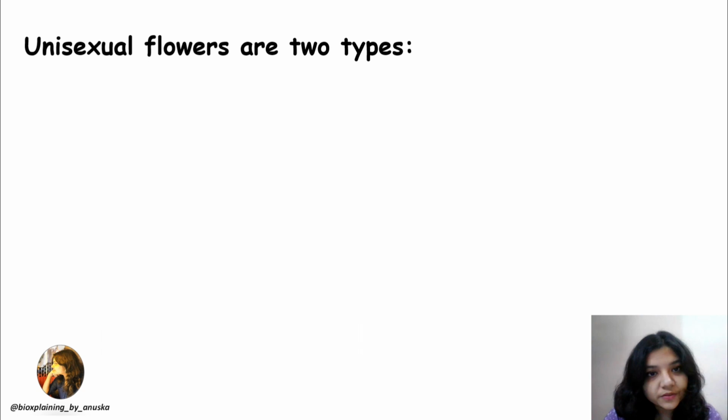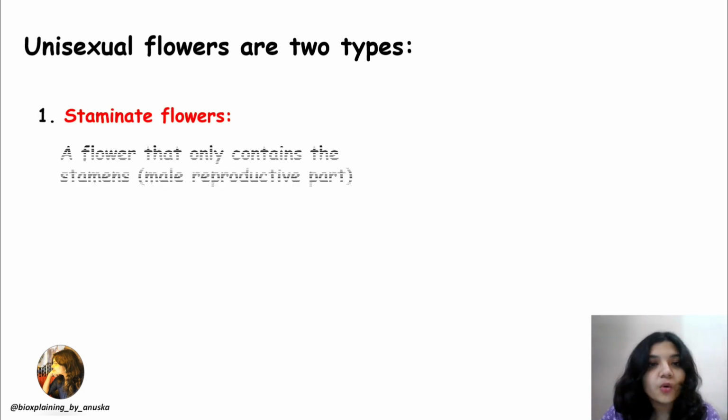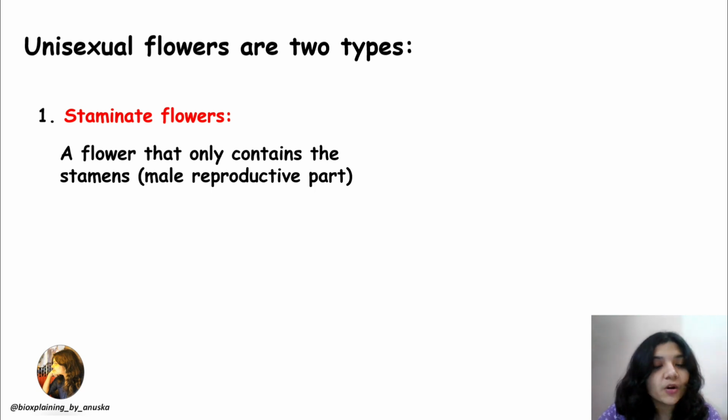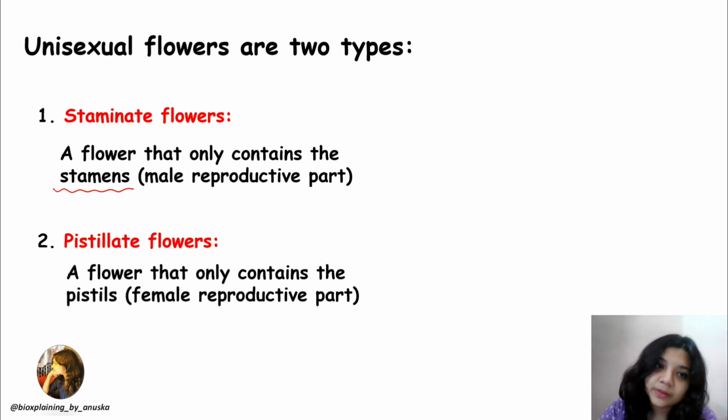Right? So what we have seen just now, that unisexual flowers are further of two types. The first is staminate flowers. What are staminate flowers? That is, they only contain the stamens, meaning the male reproductive part. It will only have the androecium. And the other one is the pistillate flower, meaning a flower which has only the gynoecium, that is the female part.